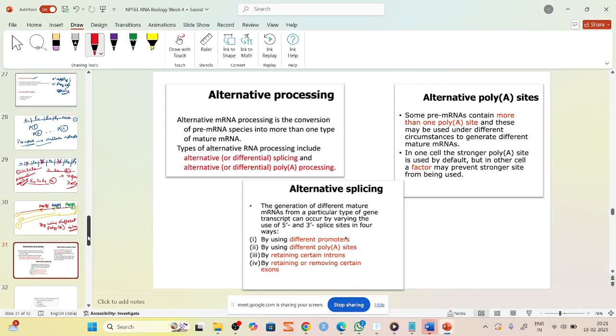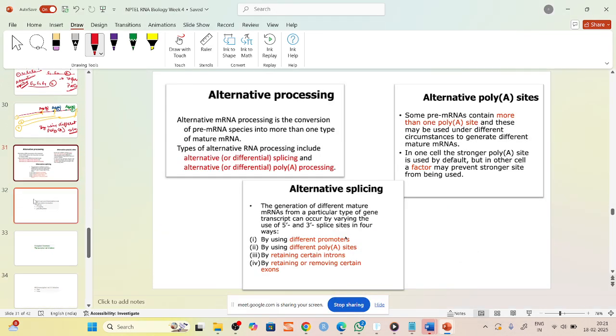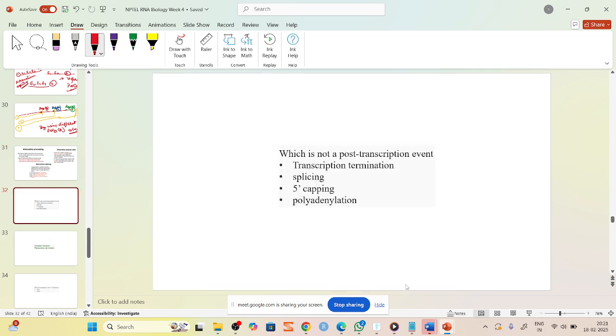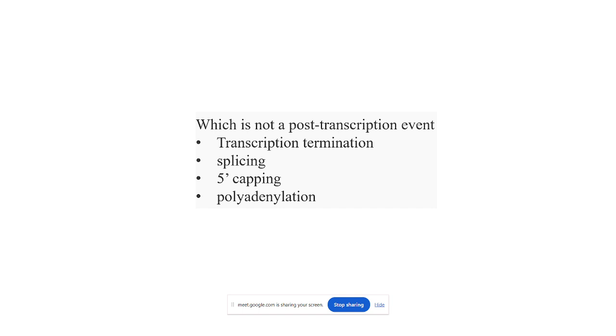Okay, so now we have covered lecture 3's portion also. Quickly, we'll do the questions. And because many of the students joined a little late, in 5 or 10 minutes I will briefly revise lecture 1 and lecture 2 also. No worries about that. But first, let us complete these questions. Okay. So the first question is, which is not a post-transcriptional event?